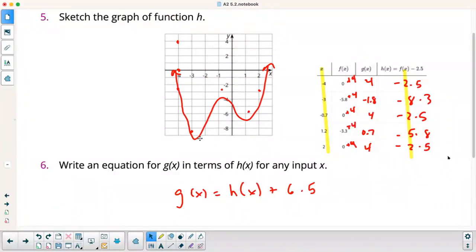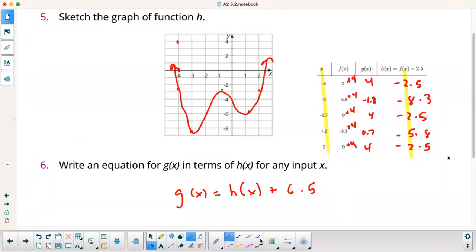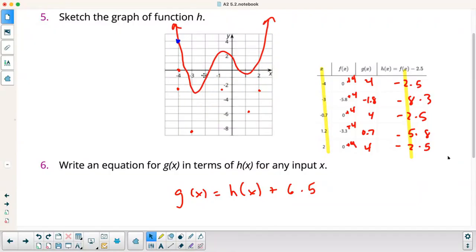You might be able to see it better if I do this. If I put this point right here and I say, okay, that point's got to get all the way up to there. So that I move the whole function like that. So it's going up 2.5 and then another 4, so 6.5 to move h.